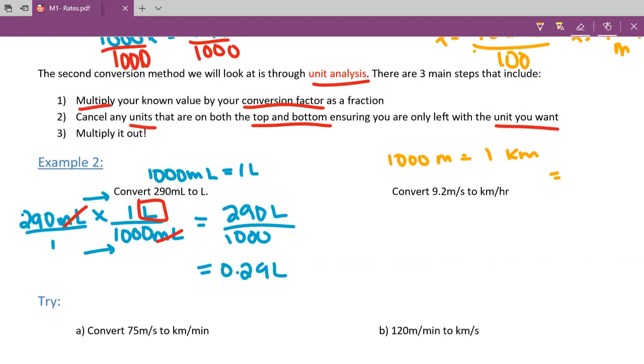And then for seconds, we're actually going to do a couple of steps here. I know that there's 60 seconds in every 1 minute. I also know that I can then go from 60 minutes into 1 hour. So we might have to do a couple of steps here, and we'll see what that looks like with unit analysis. Again, we're going to start with our known value.